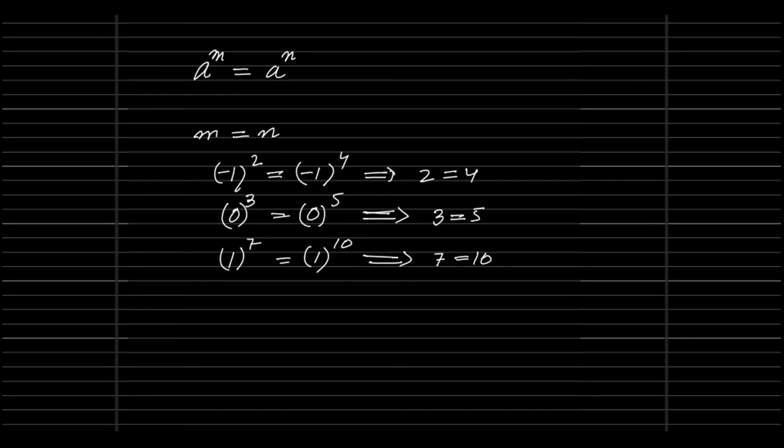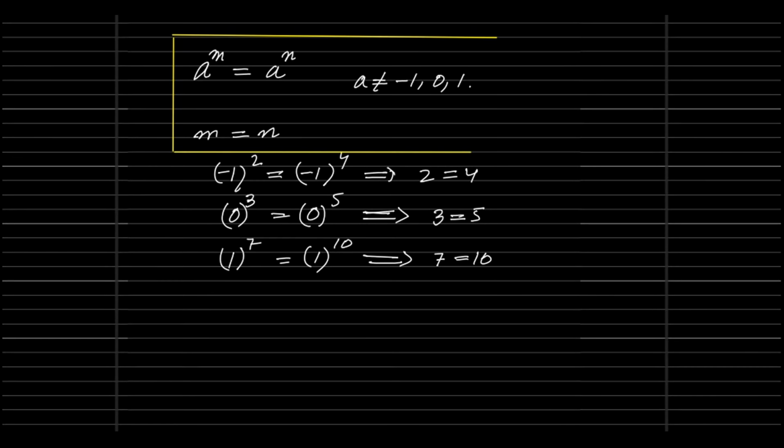So you see, these funny results are obtained if we don't include this condition: a is not equal to minus 1, 0, 1. So the complete statement is: when a raised to the power m is equal to a raised to the power n, and a is not equal to minus 1 or 0 or 1, then m must be equal to n.